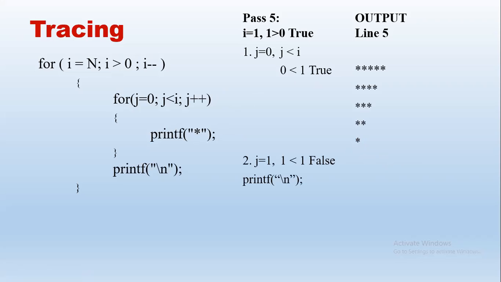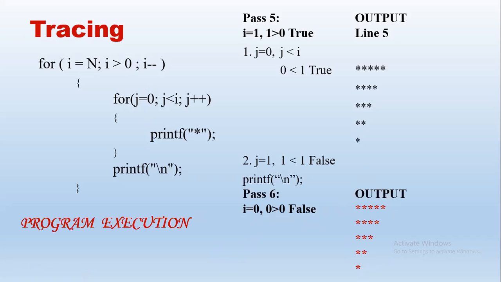Condition false. Inner loop completes, control comes out. So we have a slash n. So print slash n. Now what happens when the j loop completes? Again, decrement i. i was 1, now it becomes 0. So 0 greater than 0? No. That is pass 6, i becomes 0, 0 greater than 0. Condition is false. So we have the required pattern. Right? So we have the pattern here.